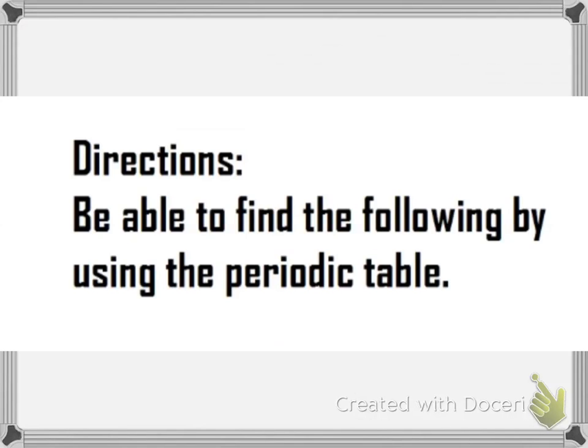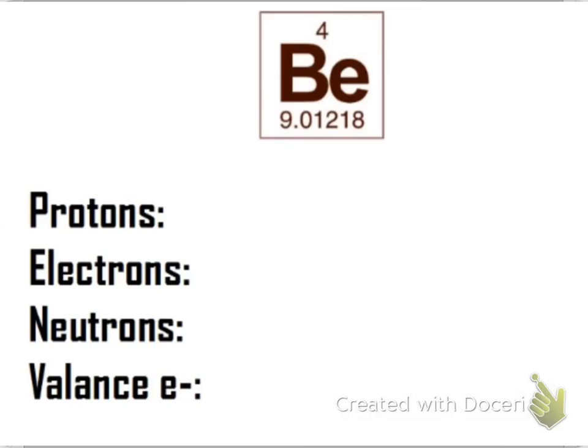For this next part you need to be able to find the following by using the periodic table. These are all things you need to be able to do for tomorrow's quiz. If I tell you to find beryllium on your periodic table, you need to be able to tell me these things. This one has how many protons? 4. If we have 4 protons, then how many electrons? We also have 4, because those numbers are equal. How many neutrons? We take the atomic mass, which is 9, minus the atomic number, which is 4, to find that this element has 5 neutrons.